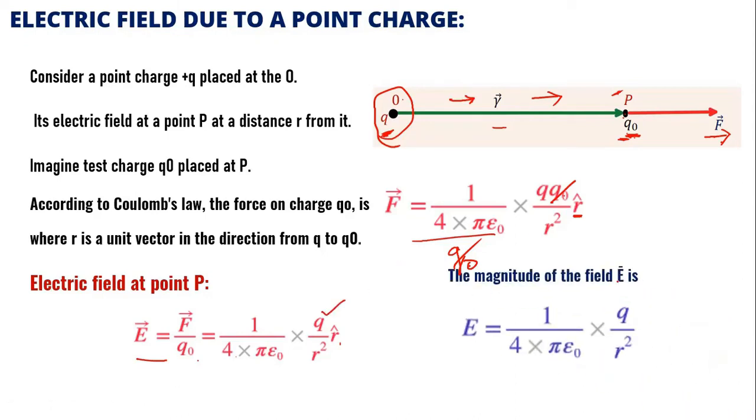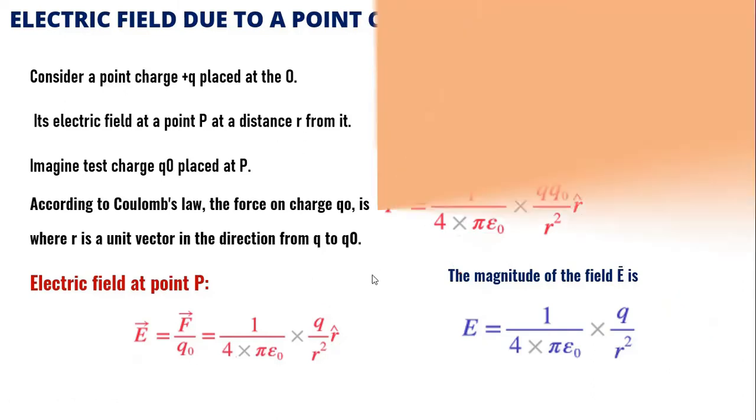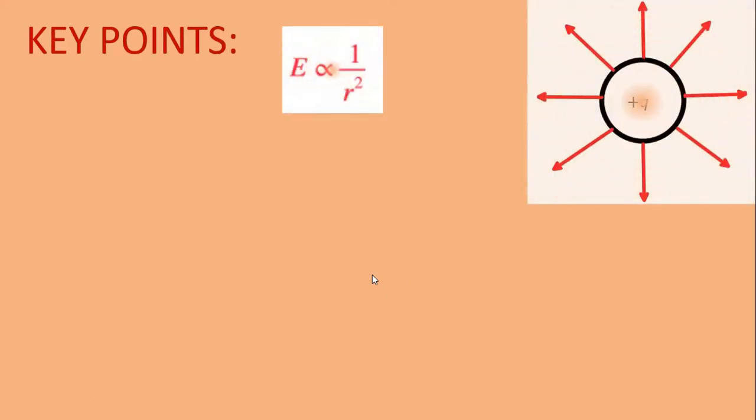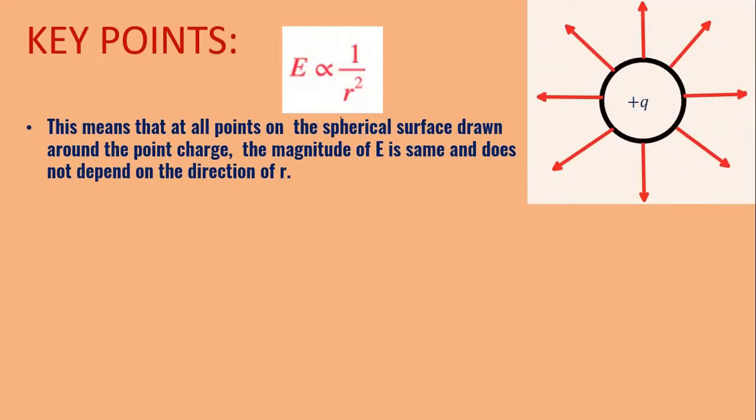So what will be the final magnitude, if you want to write? It is simply equal to K Q by r square. That means it varies inversely with r square. Next, we will try to understand certain key points. What are the key points? As we have seen, the electric field varies inversely as r square.